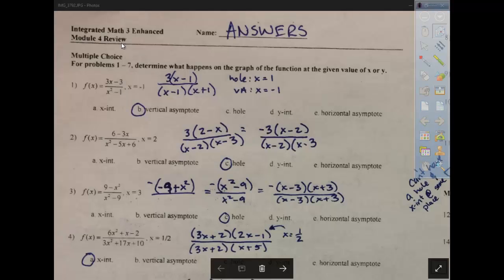Hello, this is Integrated Math 3, and we're going to be looking at the Module 4 review. These are the answers. So question number 1.